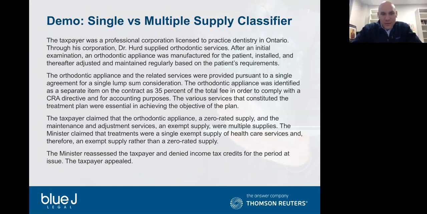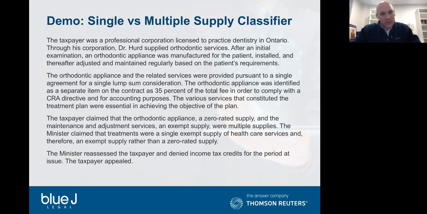The various services that are part of the treatment plan are essential in achieving the objective of the plan. So the appliance on its own is not really particularly useful unless you link it with a treatment plan, and the treatment plan is not useful unless you have the appliance. So they're linked in that respect, that you need to have both an appliance and a treatment plan to get the value as the end user of these services and the appliance. You need a bit of both in order to make things work.